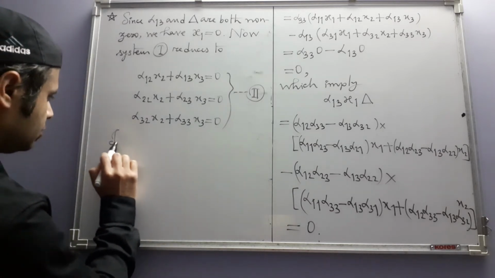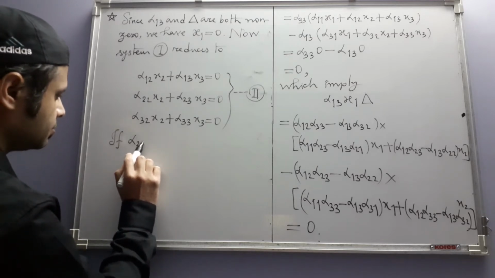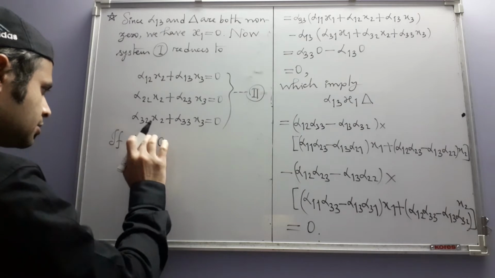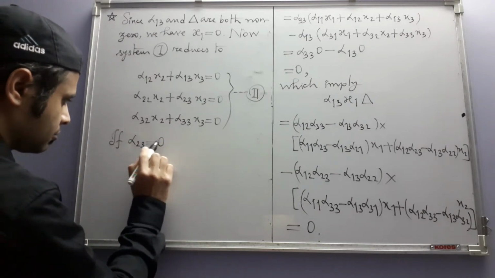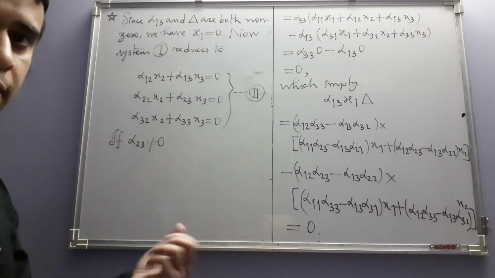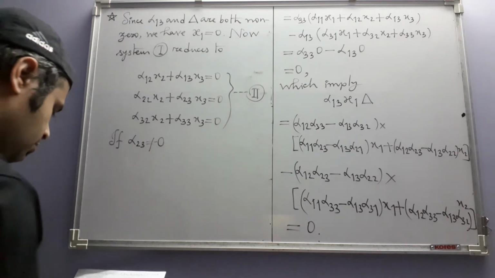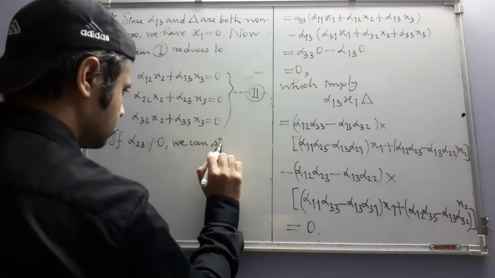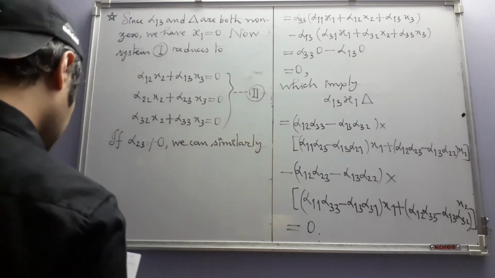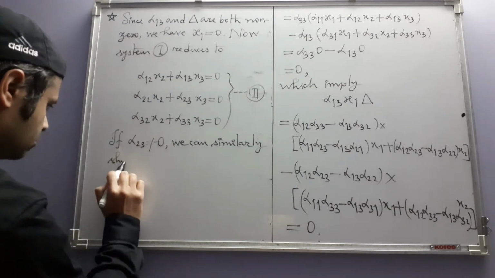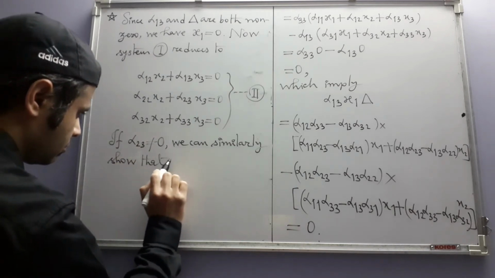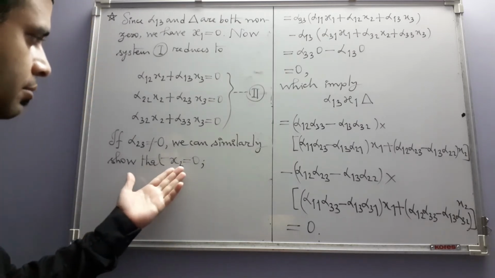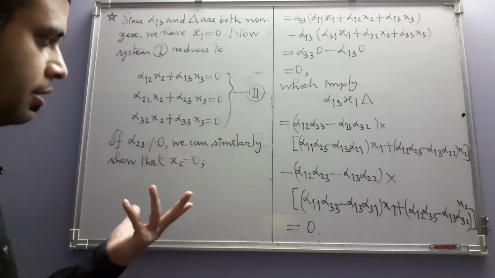Okay, if alpha 2 3 is not equal to 0, suddenly why are we considering that this is non-zero? You will see why, but we will also deal with the other case when alpha 2 3 is 0. Okay, so if alpha 2 3 is non-zero, we can similarly show that x2 is also equal to 0, and this similarly you can imagine is a big similarly, but it can be done. I have actually seen that it happens.